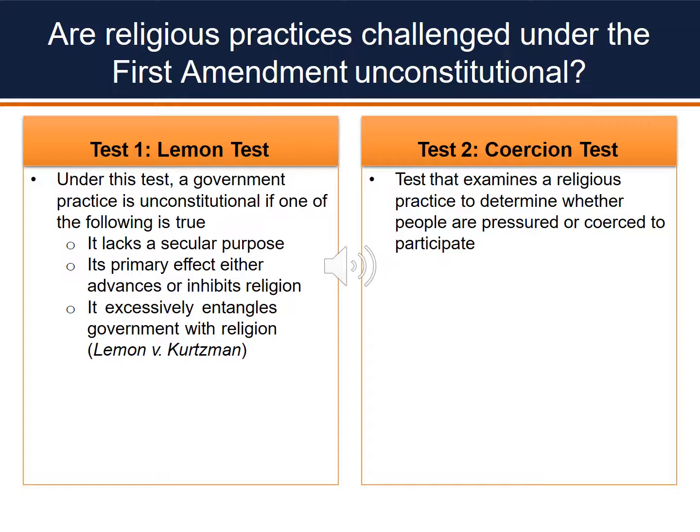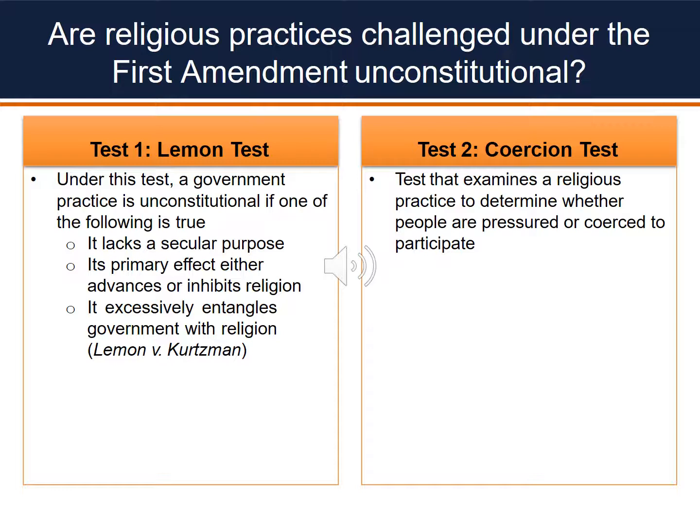Our U.S. Supreme Court utilizes 3 tests to determine whether religious practices that are challenged under the First Amendment are indeed unconstitutional. We have 2 of those tests here, and our 3rd test will be addressed in our next slide. First is the Lemon test. This is called the Lemon test because it derived out of Lemon versus Kurtzman.